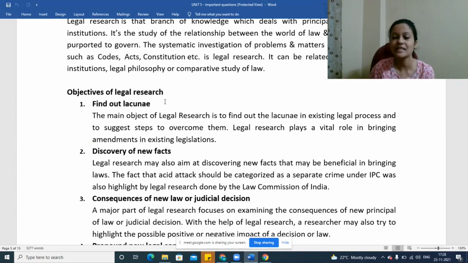IPC is not enough in dealing with this, so we need to make some changes in IPC. Same thing happened with the Nirbhaya gang rape case of Delhi. After the incident happened, it was realized that IPC is lacking in a lot of different provisions, and so many changes were made after that. Plus, one major change was relating to the Juvenile Justice Act.